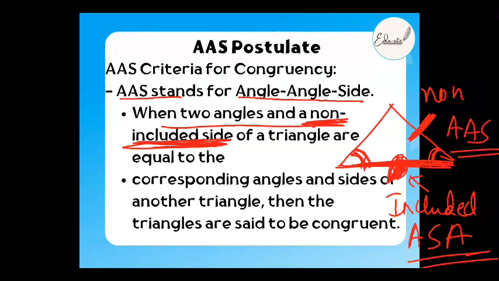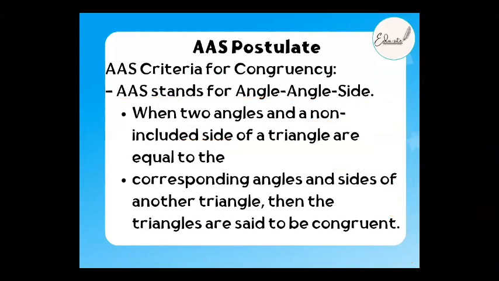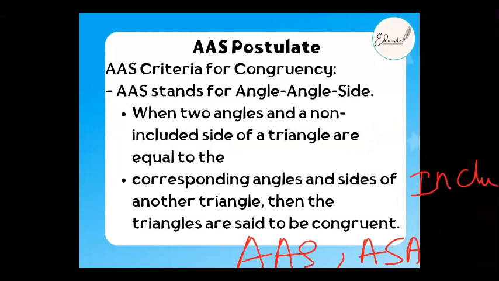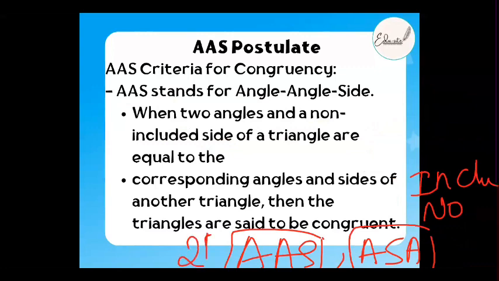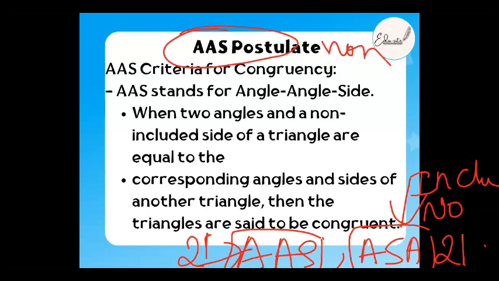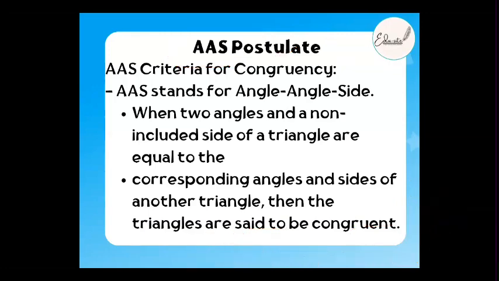That's the difference. There's no big difference in ASA and AAS, correct? AAS और ASA में सिर्फ एक difference है कि included side and non-included side, that's all. AAS का मतलब होता है angle angle side, ASA का मतलब होता है angle side angle. So here you need two angles and one side, here too you need two angles and one side. लेकिन यहाँ पे included side, and here you'll see non-included side. Both are the same, you don't have to get confused.